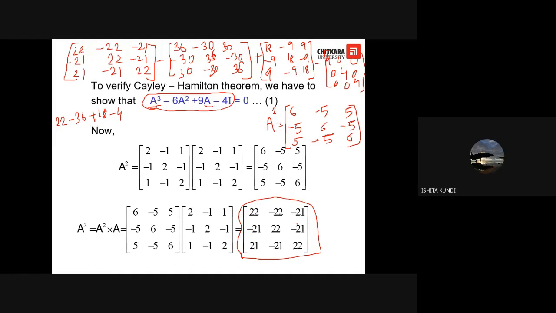Ma'am, in A cube, first row, second column. This first row, second entry, so this is minus 22, and you are getting it what? Minus 21. Check it once more, beta, recheck it, otherwise it won't be 0, I think. Ma'am, minus 21. Sure? Yes, ma'am. Ma'am, I am getting 22, ma'am.